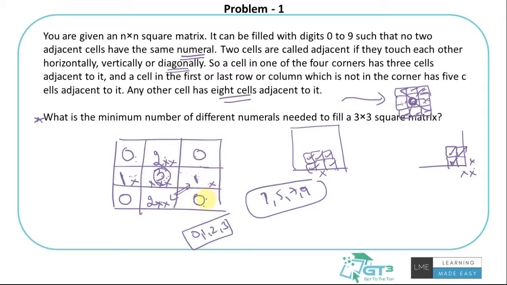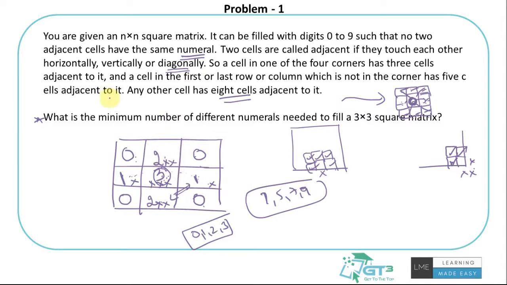So the idea is, when you are asked a question like this, try to fill one number in as many blocks as possible, then try to fill the remaining blocks with just one more number. So try to minimize your number of different numbers.